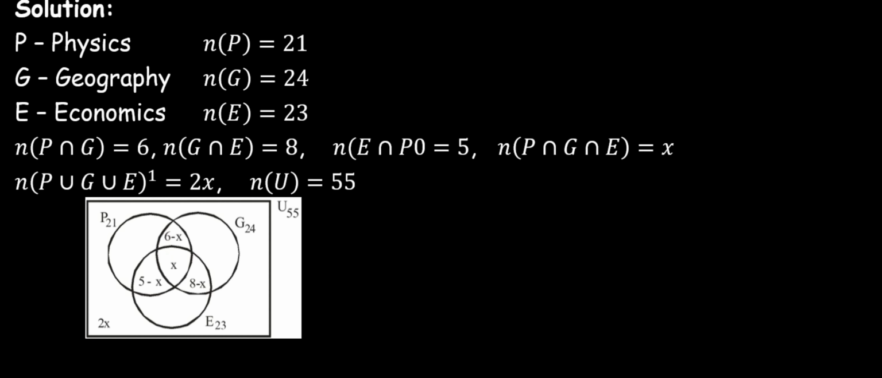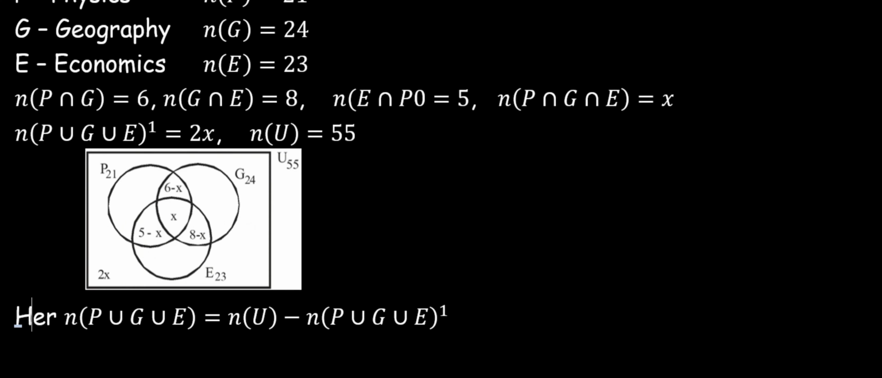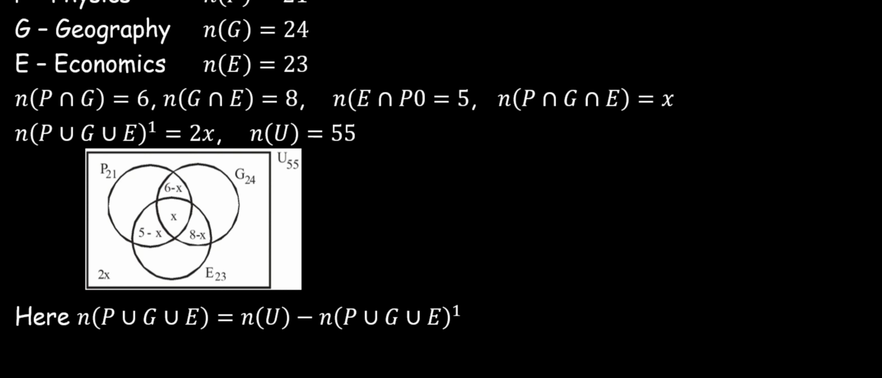Now, we represented our 55 under the universal set U, because that is what we are given, that the total number of students is 55. Please notice how we label our Venn diagram. Next, here, n of P union G union E is equal to n of the universal set minus n of (P union G union E) prime. That is to say that we are subtracting everything in the subset from the universal set on the right hand side.